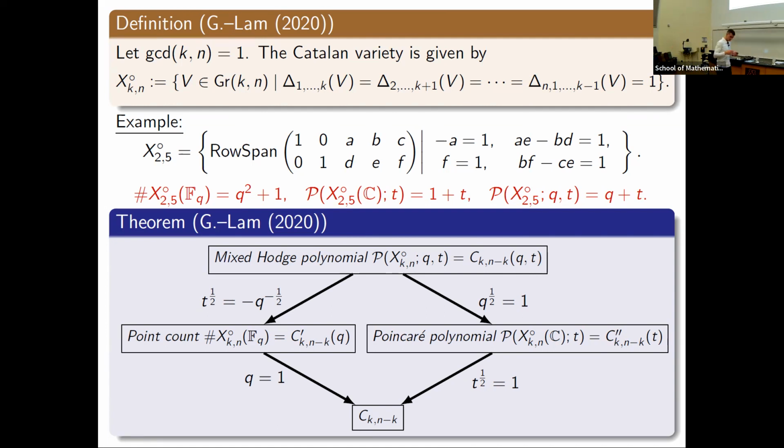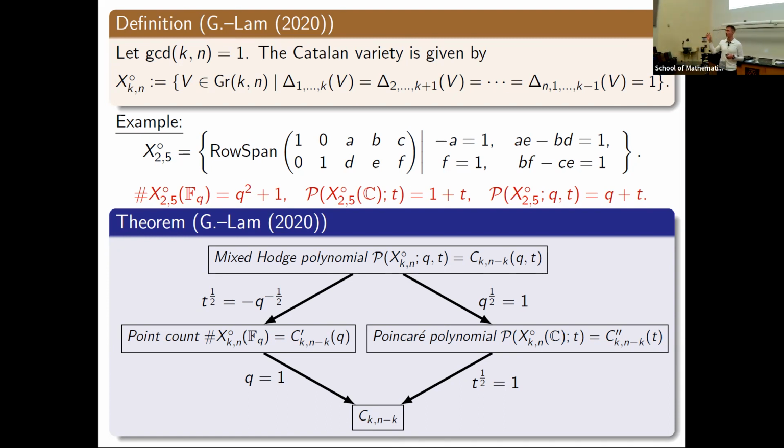Any other questions, by the way? Is this an affine variety or a projective variety? This is an affine variety. I mean, 6 variables, 4 equations, and in general this Catalan variety is always an affine variety. I mean, quasi-affine, but yeah.